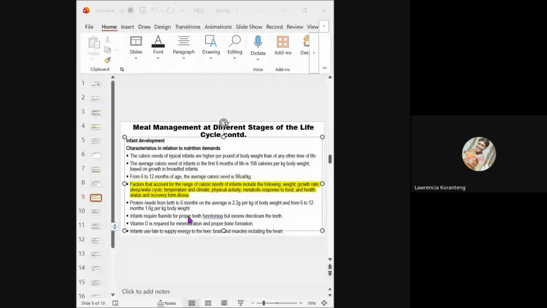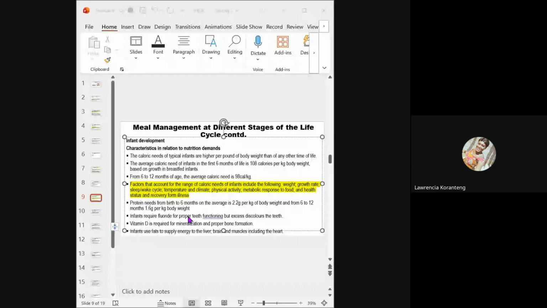Then metabolic response to food. When you give the child food, especially those from 6 months to 12 months, are they able to break the food down? Do they take in the food well? Do they vomit whenever food is given to them and all that? All these factors influence the amount of nutrient calories that the child can eat.